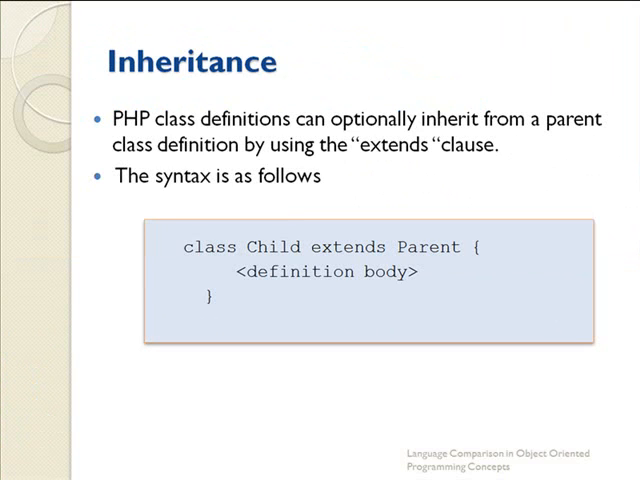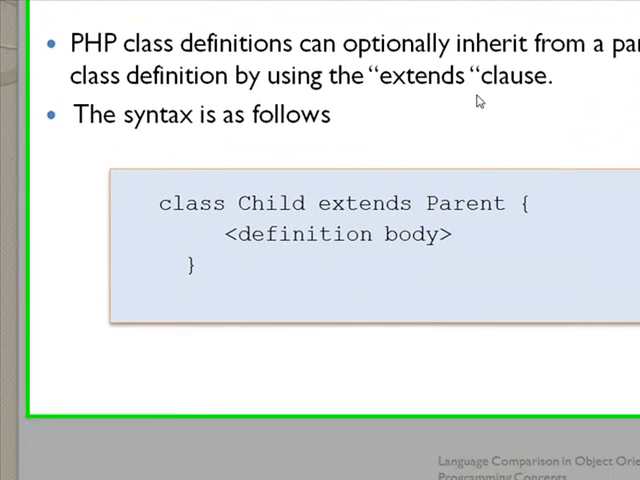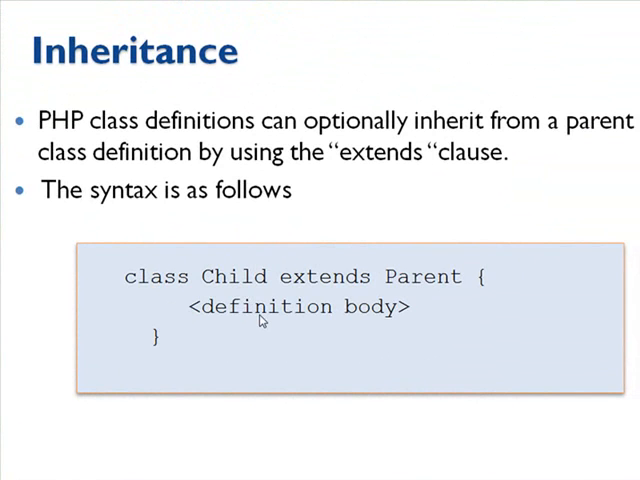Inheritance. Inheritance is a well-established programming principle, and PHP makes use of this principle in its object model. This principle will affect the way many classes and objects relate to one another. PHP class definitions can optionally inherit from a parent class definition by using the extends clause. The syntax is as follows. Extends means one is extended by another, thus using the extends keyword increases the readability and writability of the program.